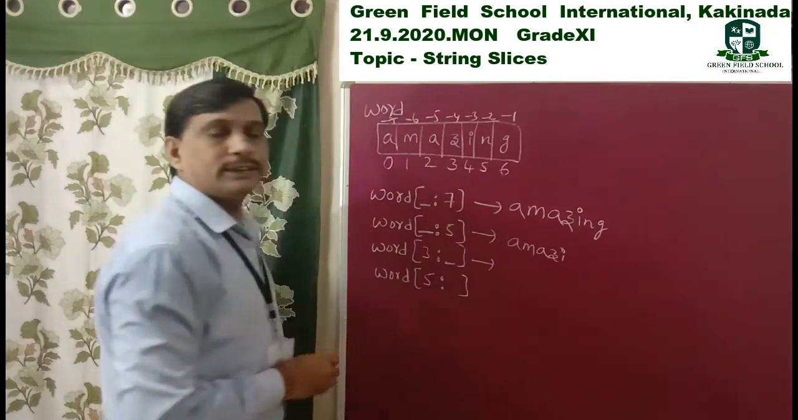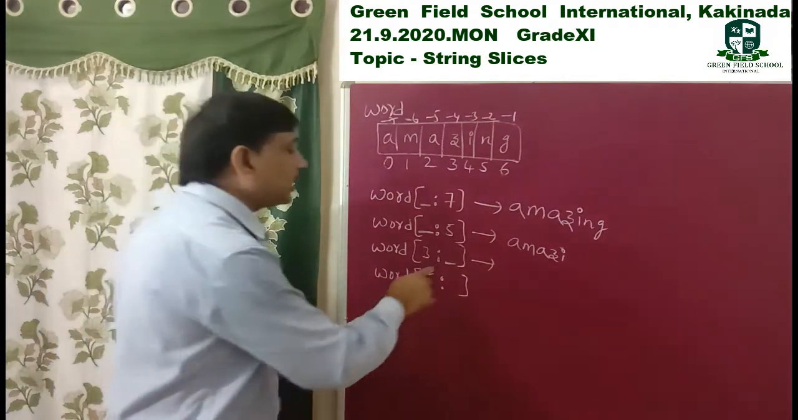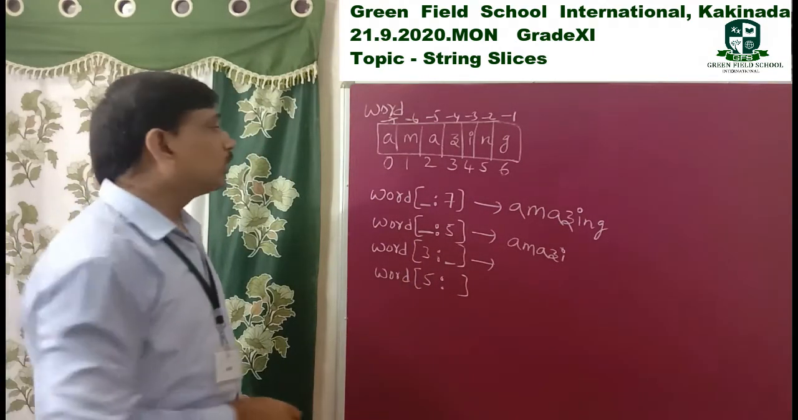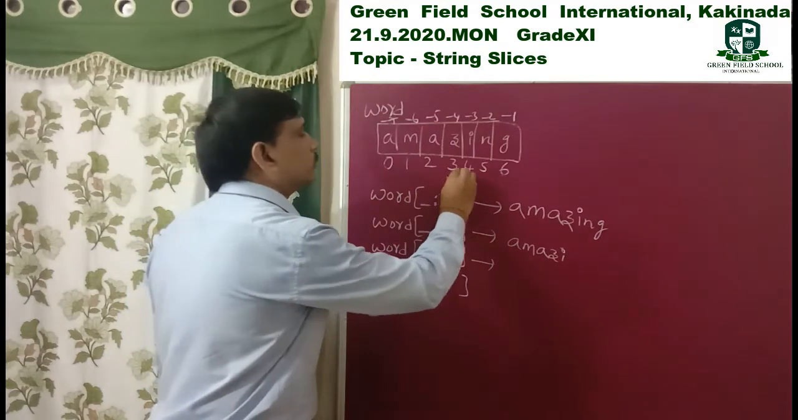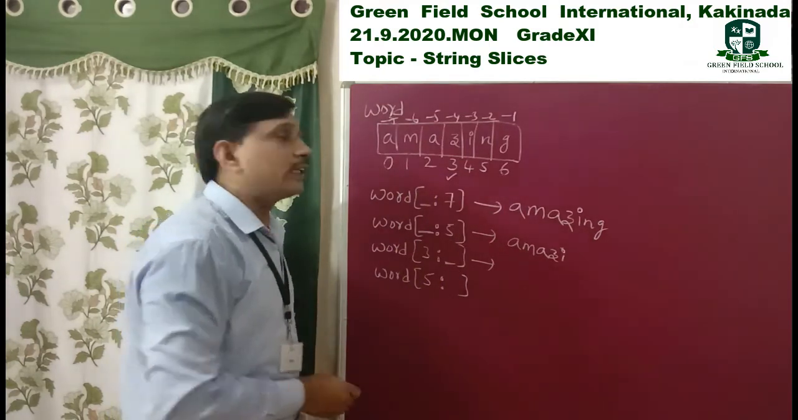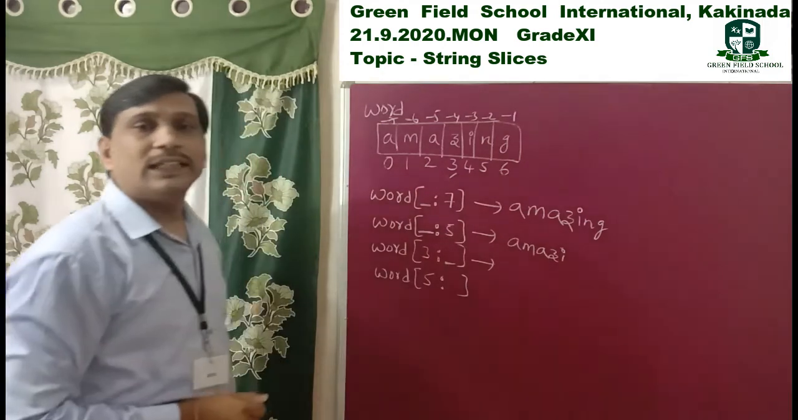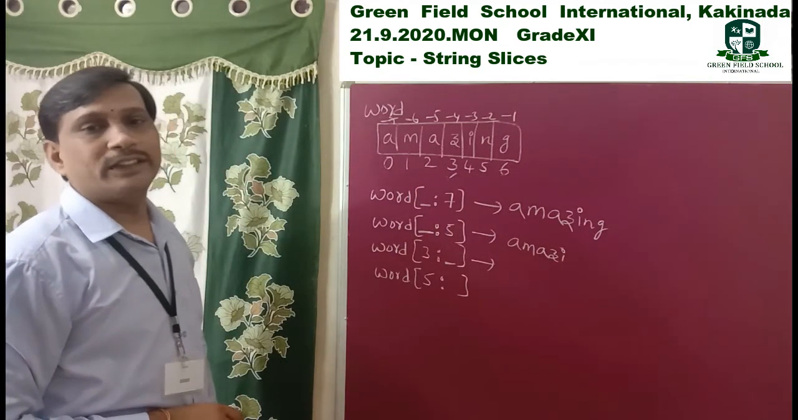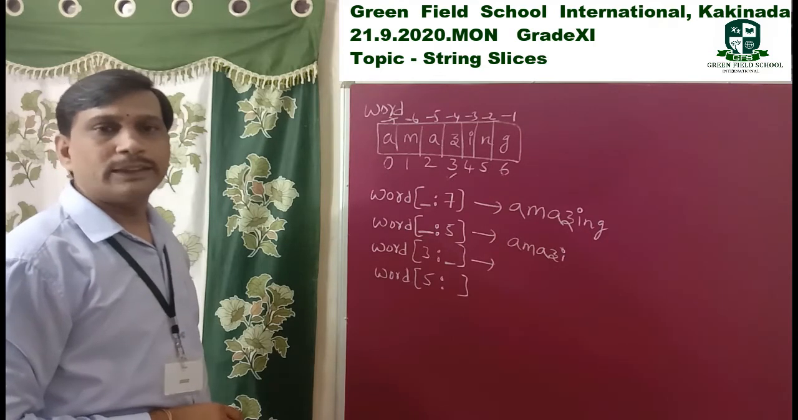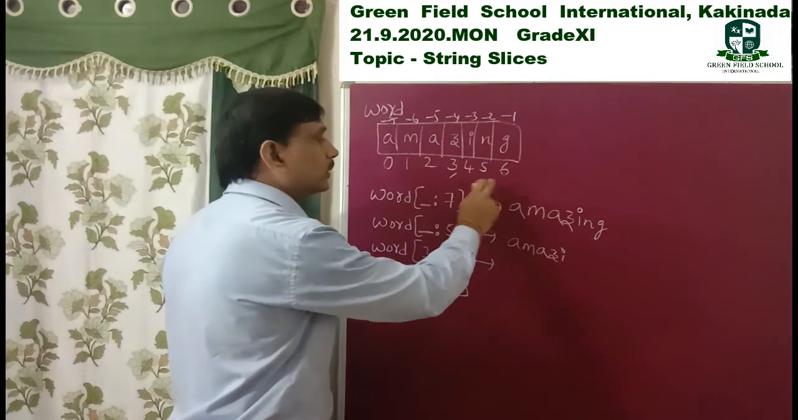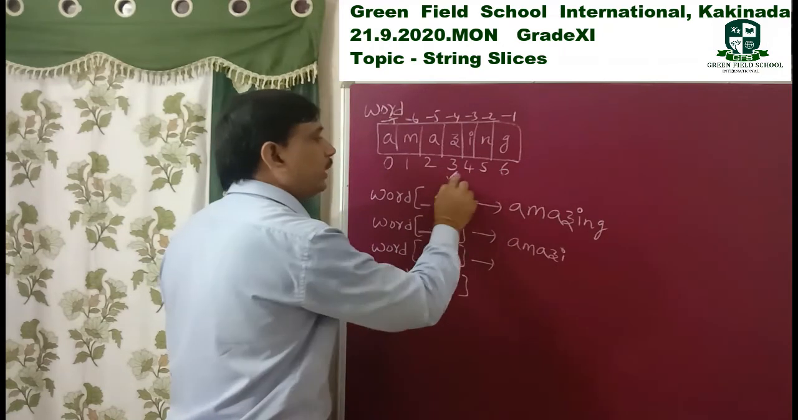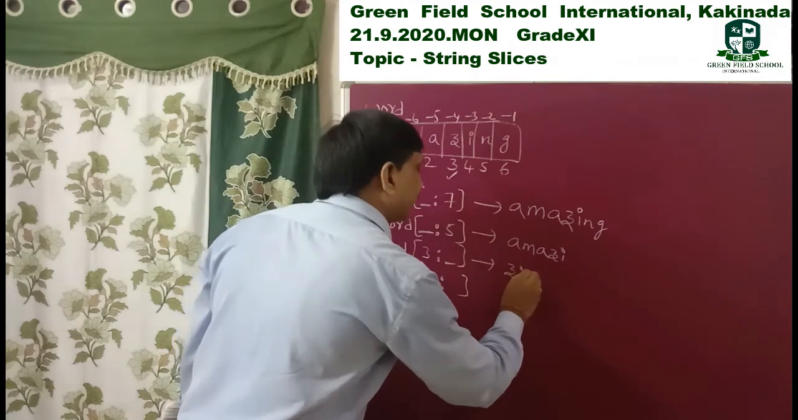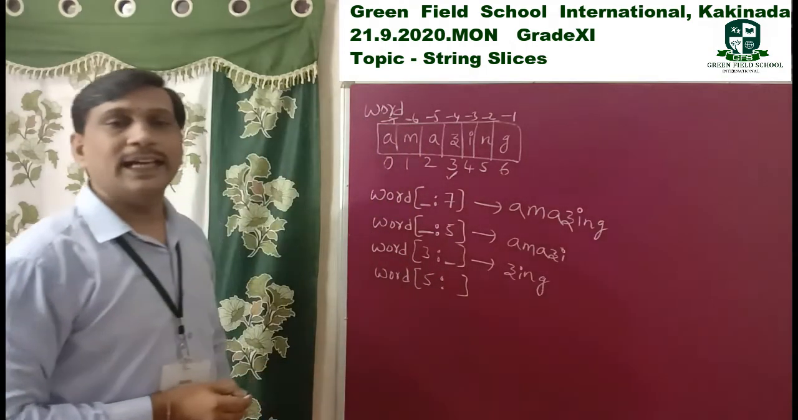Next, consider this one. Here we specify the lower bound, but we do not specify the upper bound. Then what will happen? We specify the starting value but not the ending value. That's why it takes up to the length of the given string. Here the length of the given string is 7, meaning 7 minus 1, 6. So up to the last character it takes 3, 4, 5, 6. So it displays ZING. This is the output.